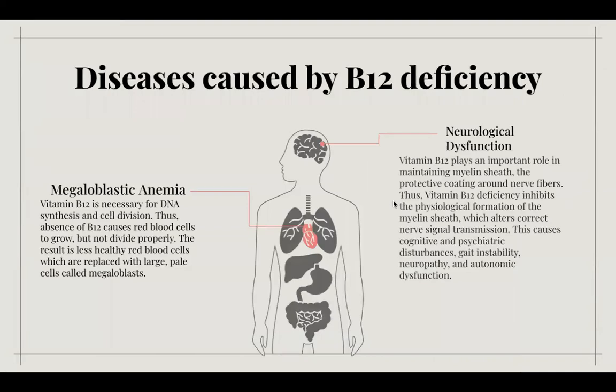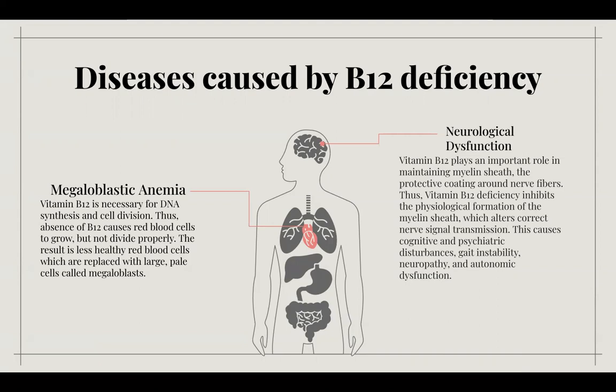What are some diseases caused by B12 deficiency? There are two diseases caused by B12 deficiency. 1, megaloblastic anemia, and 2, neurological dysfunction. As we know, vitamin B12 is necessary for DNA synthesis and cell division. Thus, absence of B12 causes red blood cells to grow but not divide. The result is less healthy red blood cells, which are replaced with large, pale cells called megaloblasts.